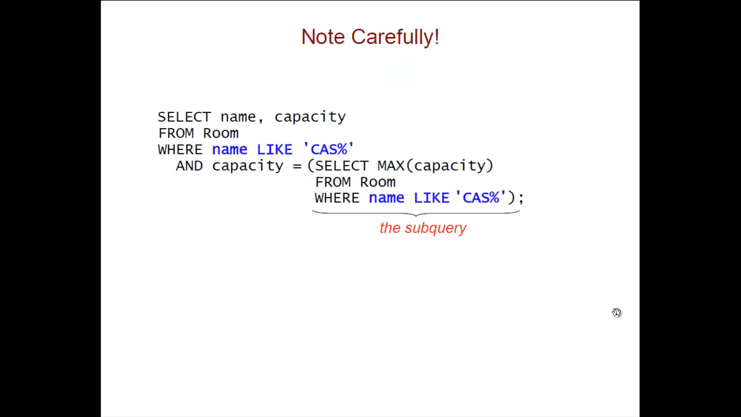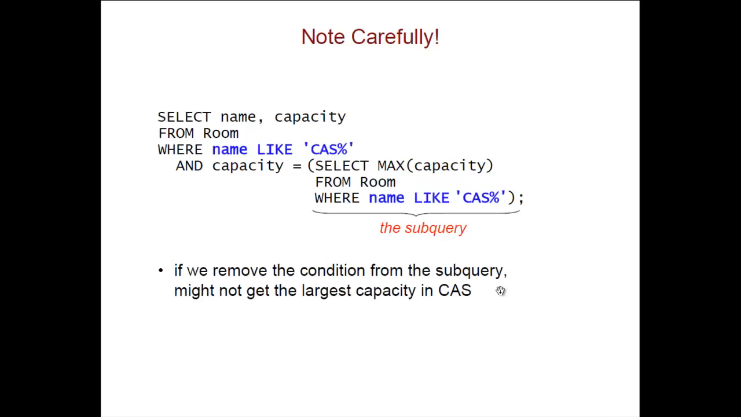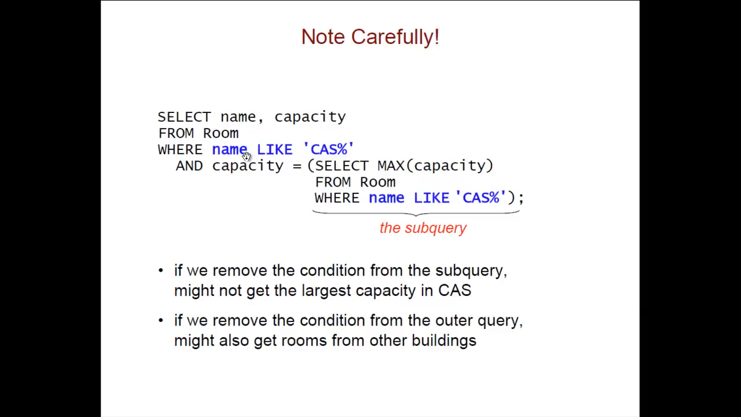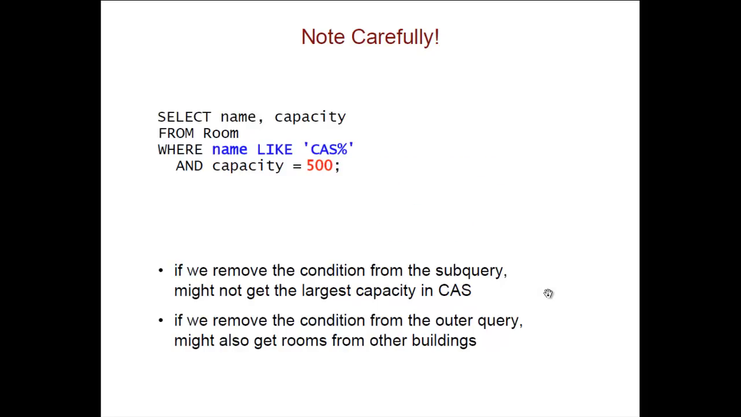Now if we look at our query, it's worth noting that we end up repeating the pattern matching condition twice. It appears inside the subquery, and that's necessary because if we didn't have it there, we might not end up with the largest capacity in CAS. We would get the largest capacity in the entire room table, but it might not be in the CAS building. It might be somewhere else. And then it has to also be in this outer part of the query, because otherwise we might get other rooms whose capacity happens to match the result of the subquery. So for example, if the result of the subquery is 500, then if we took this condition out, this name like CAS, we could get rooms anywhere on campus, anywhere in that room table that happen to have a capacity of 500.